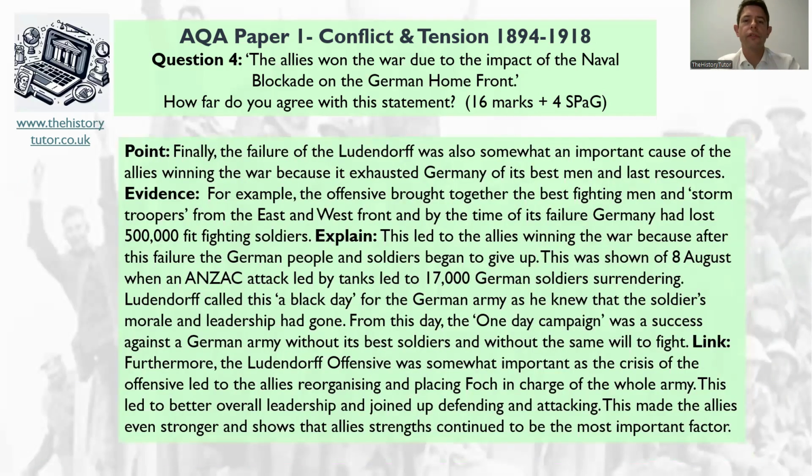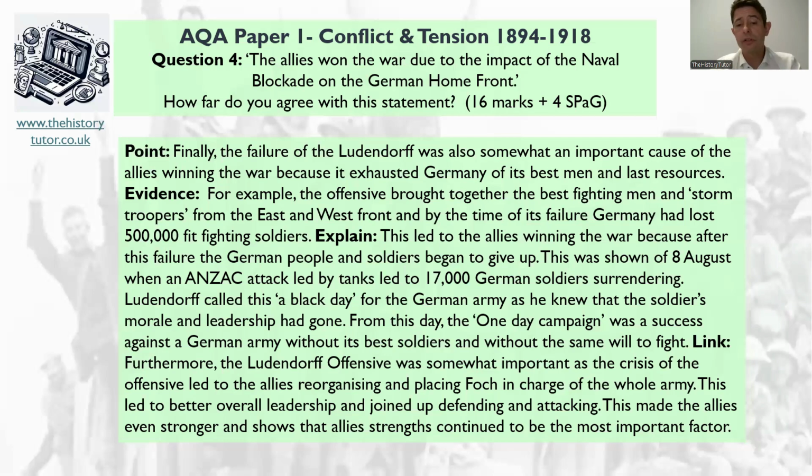So finally, the Ludendorff offensive was also somewhat an important cause of Allies winning the war because it exhausted Germany of its best men and resources. Evidence is they used their stormtroopers and they lost 500,000 men. They couldn't replace them, and so they were very, very weak by the 8th of August when the Anzac attack took place. 17,000 German soldiers surrendered. They were weaker, less resilient soldiers. They weren't as good. So from this day, the German army was on the retreat and this was suffering.